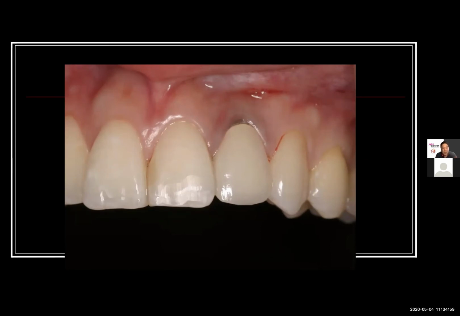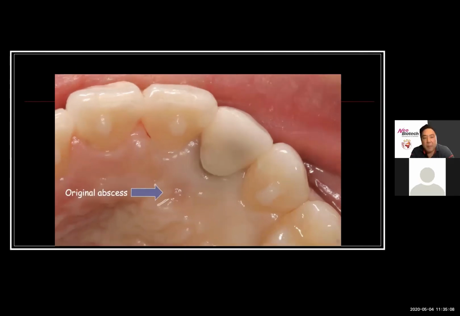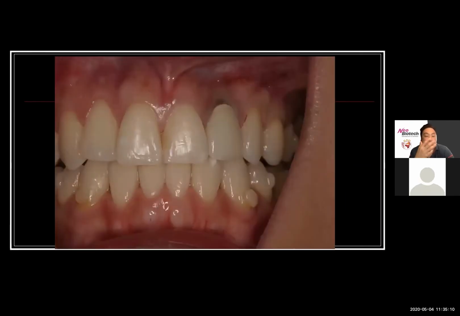And so she presented with a tooth that was failing. She had presented with an abscess on the palatal, which was the cause of the infection. And as a result, we treatment planned this case for long-term stability, meaning we wanted to have the most predictable treatment outcome for her.